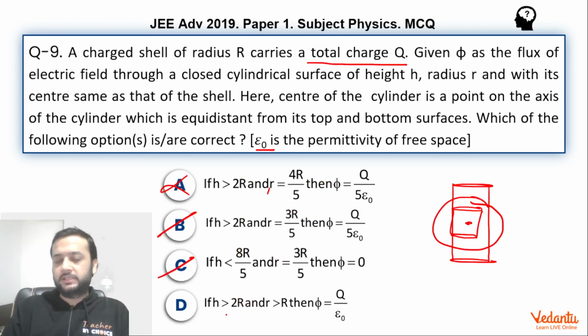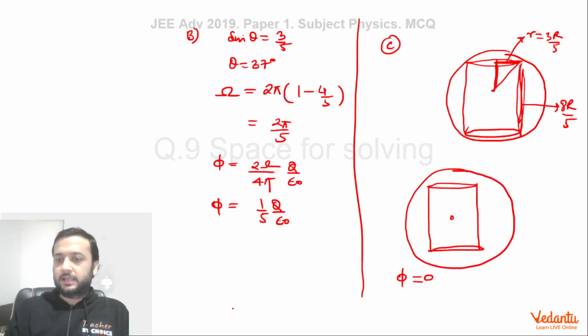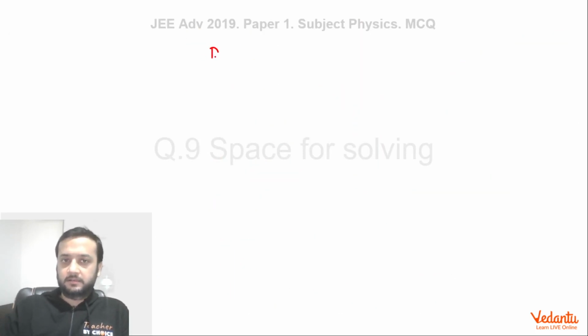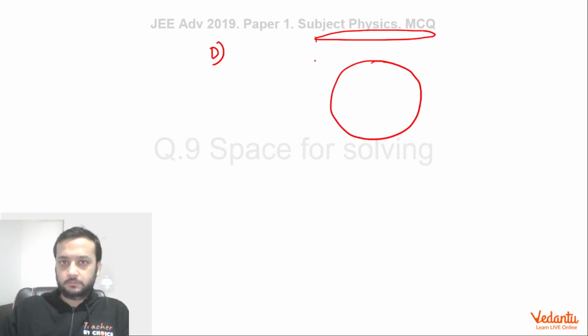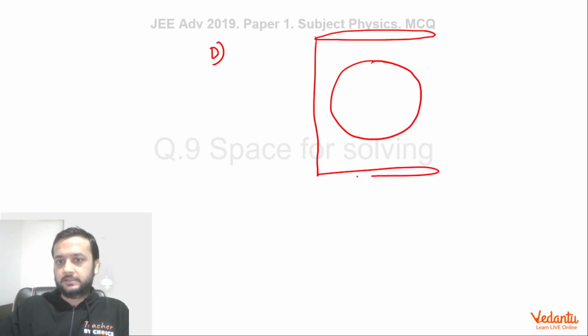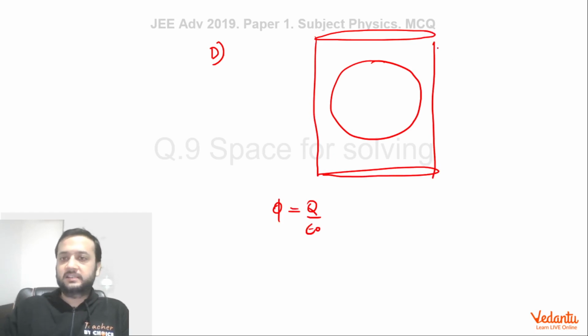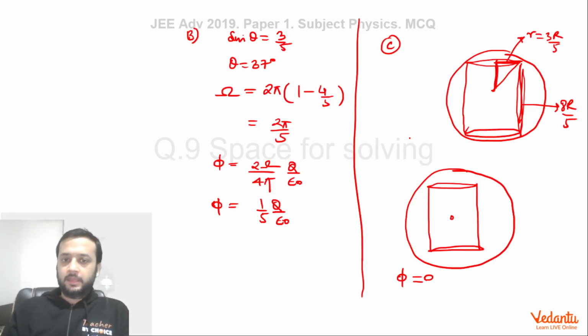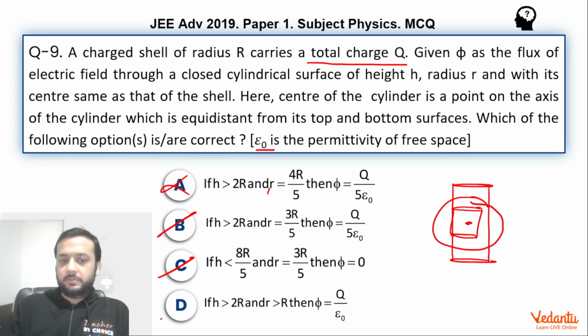Option D, if you see, h is greater than 2r and the radius is greater than r, this clearly implies that the whole shell lies inside the cylinder. This is the scenario. And hence flux will be q upon epsilon naught because the total charge inside the cylinder is q. So the correct answer will be B, C, D.